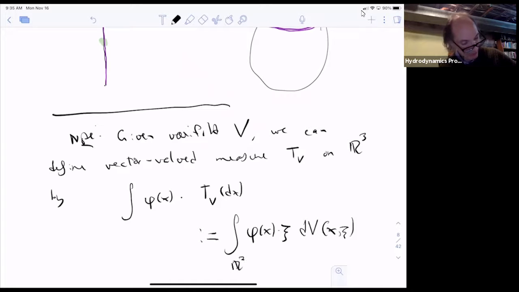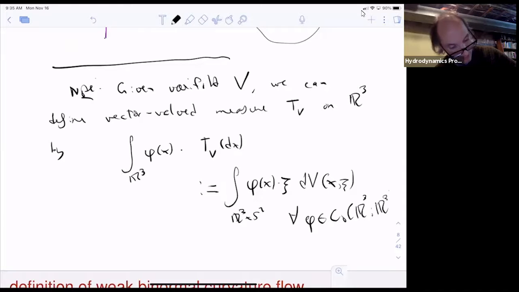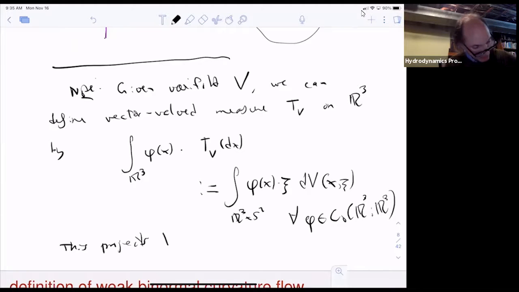So here I'm integrating over R3 cross S2, and here I'm integrating over R3, and this is for all phi in C0. I'm used to writing C infinity, but if I'm just integrating, all I need is continuity. Okay, and so this projects V onto R3.